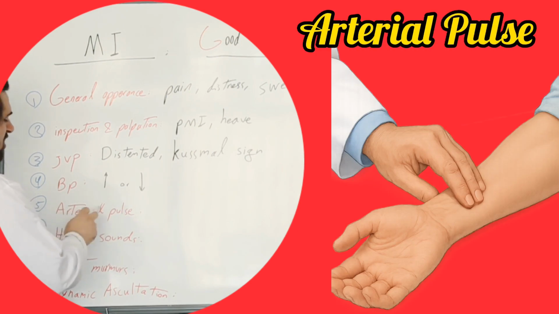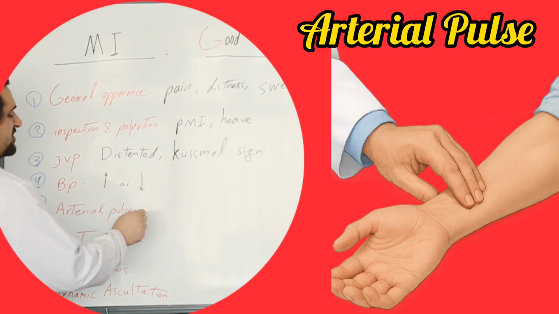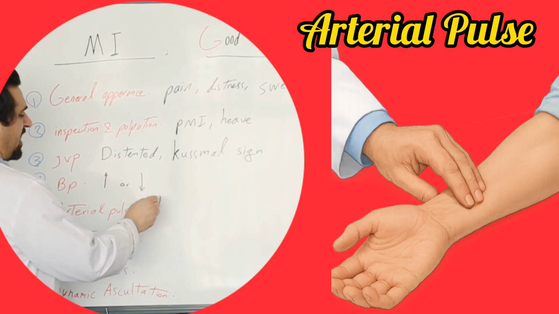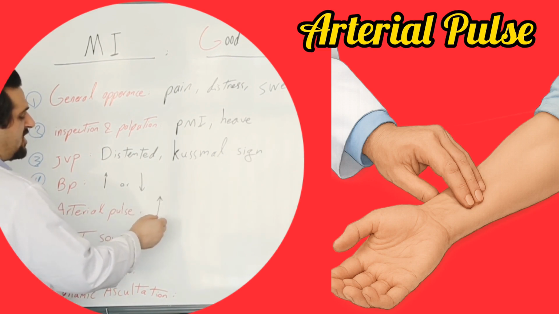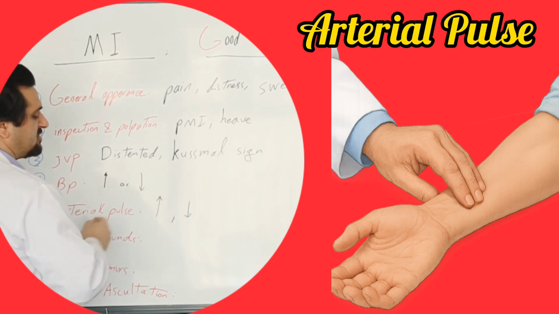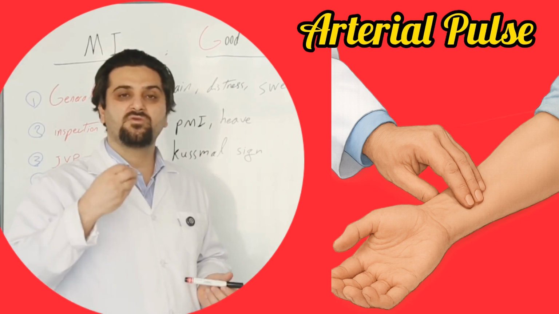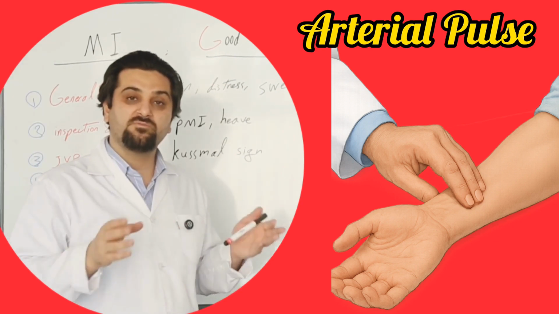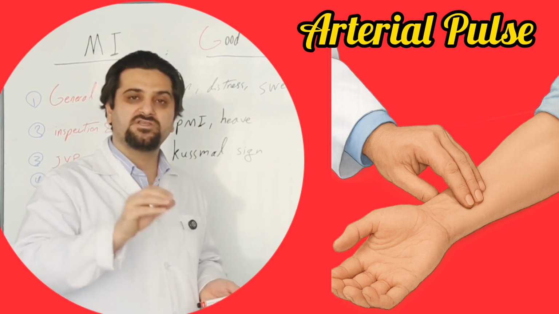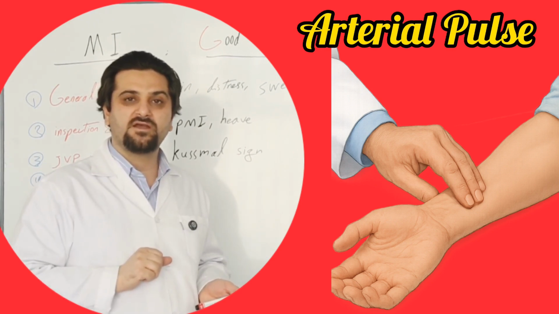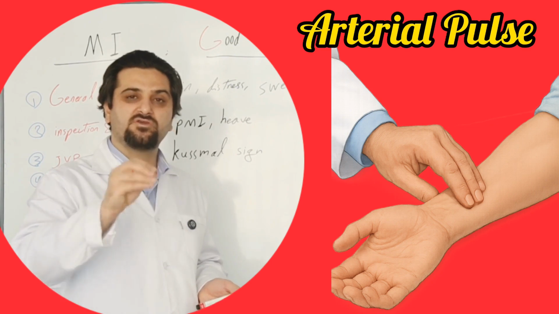The next characteristic is the arterial pulse or arterial pulse rate. As we mentioned, patients who have an MI may experience either tachycardia or bradycardia, depending on the type of MI. And following an MI, the patient's pulse may become completely irregular. For example, patients who develop complete heart block after an MI, or those who experience atrial fibrillation.